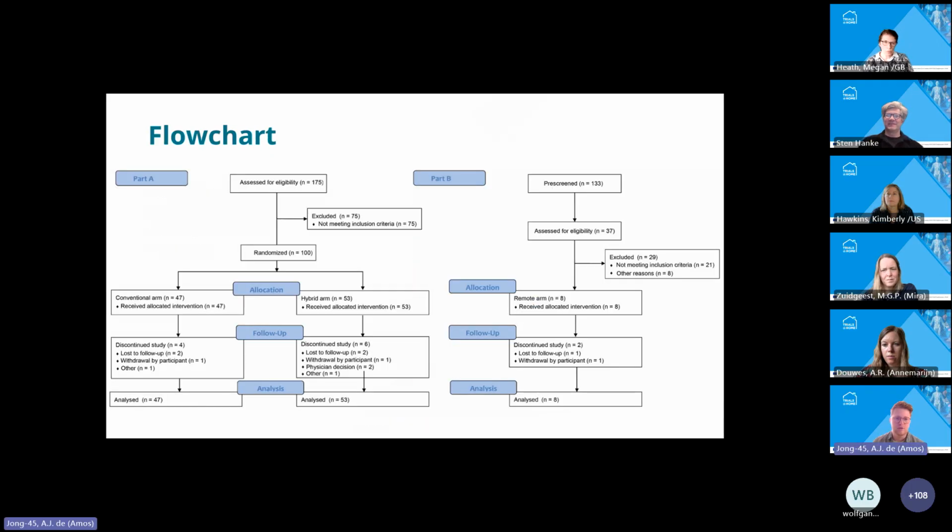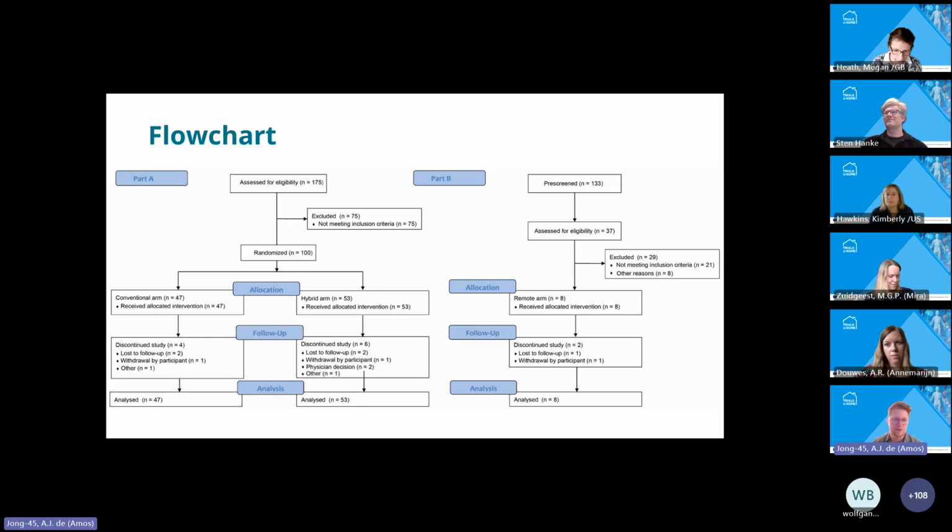But before I do so, I would like to shortly walk you through this flow chart. As already mentioned before, within part A, so that is site-based recruitment, 100 participants were randomized to either the conventional arm, which is 47, and the hybrid arm. And for part B, the remote or decentralized recruitment pathway, we eventually enrolled 8 participants.